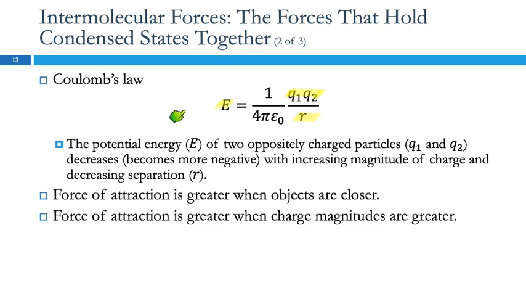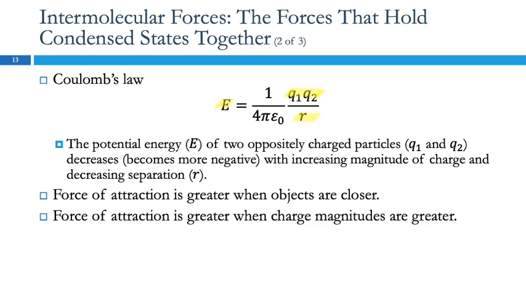We're not going to do any calculations with this, but understanding this relationship helps us to understand some of the trends in intermolecular forces. So Q1 and Q2 are going to be the charges on the particles being attracted. So if those charges are bigger, like if we have +2 and -2, that product is -4, compared to +1 and -1, the product is -1. That's going to make the energy or the force of attraction 4 times larger for +2 charges.